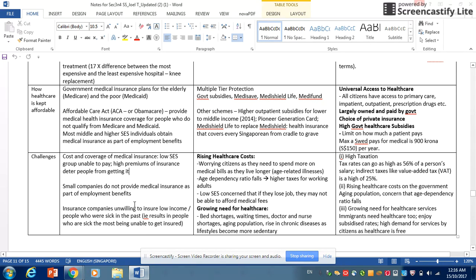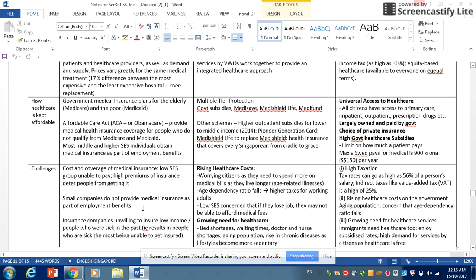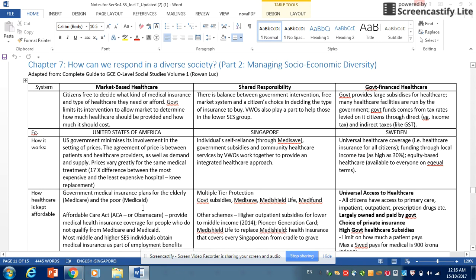At times, insurance companies are also unwilling to insure low-income people or people with past sickness because they are most likely to fall sick. Because of that, either they are not insured or their insurance premiums are too expensive and they are unable to afford them. So that's the problem with market-based healthcare like the USA.